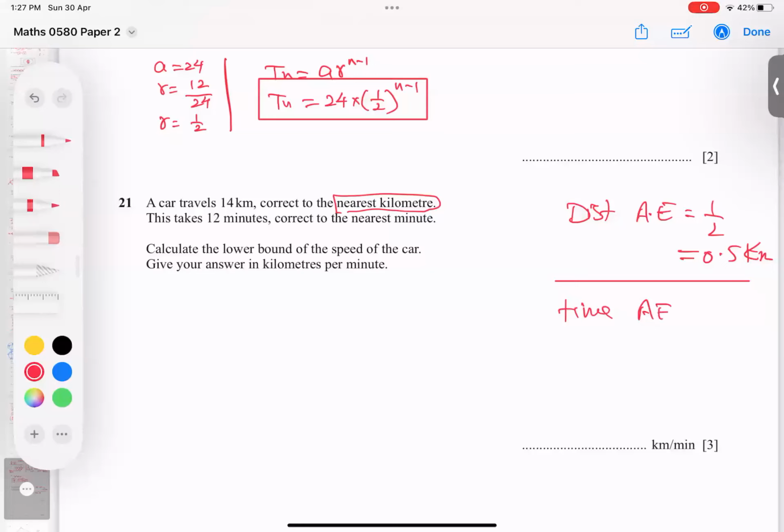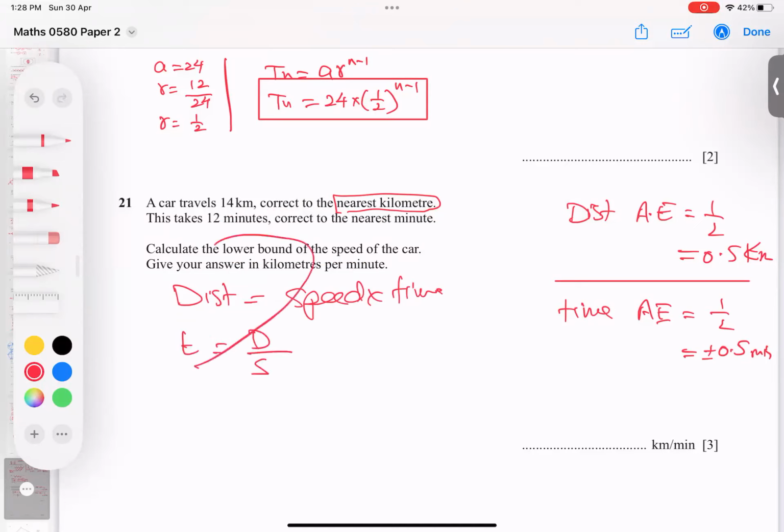And what is the absolute error, students? Absolute error in minutes, and minutes means 1 minute. 1 by 2, I got a half, plus and minus half minute. Now he said lower bound of car speed. What is the speed formula, students? The distance formula is very clear, speed times time. If I make times, this subject goes down. The time formula is distance by speed. And I'm looking for lower bound.